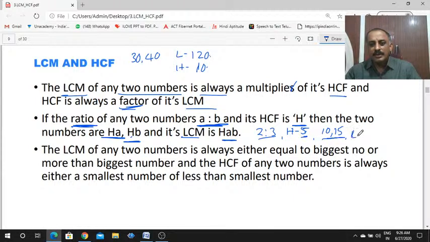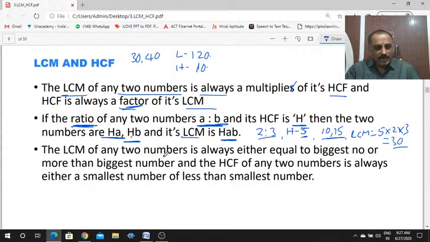And what is its LCM? The LCM is HAB. H is 5, so 5 into 2 into 3, it is 30. So if the ratio of any two numbers is A is to B and its HCF is H, then the two numbers are HA and HB, and the LCM is HAB. Remember each and every point, please note it.